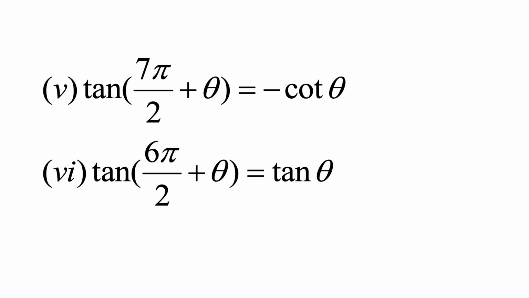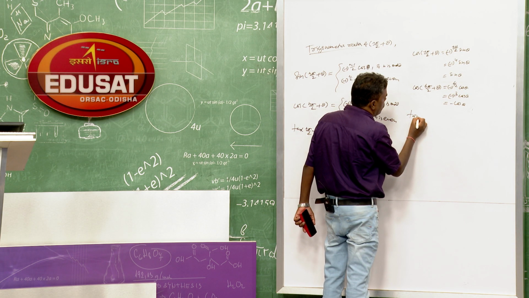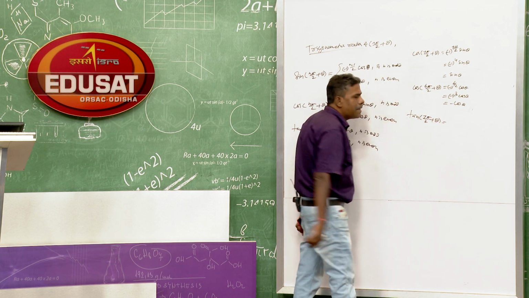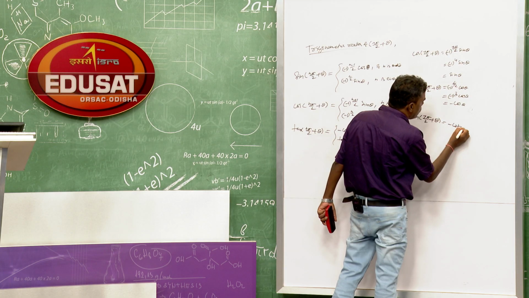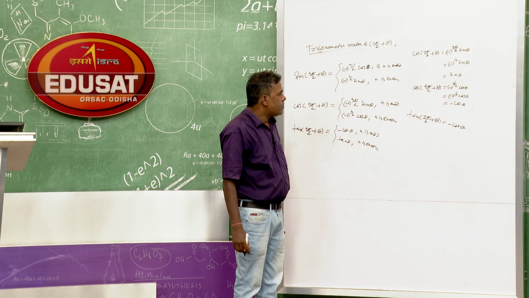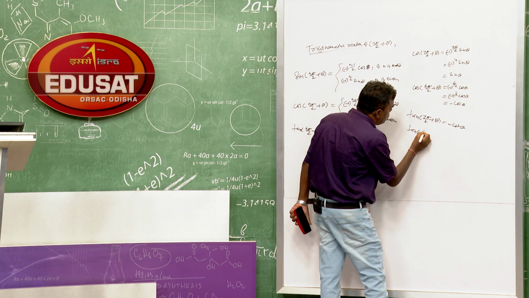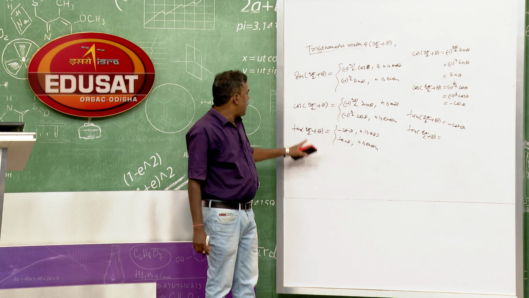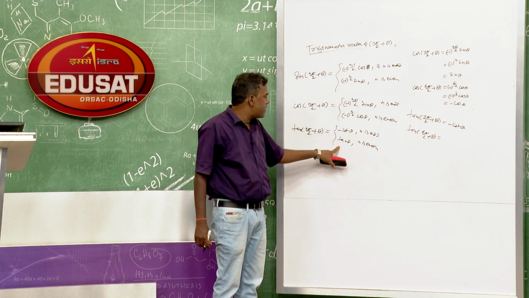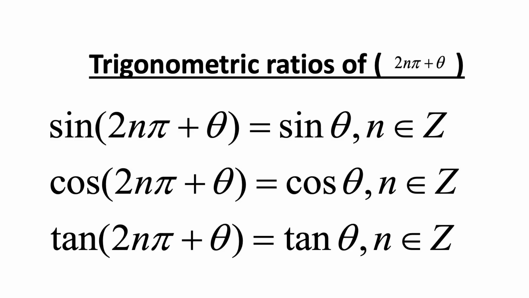Tan(7 pi by 2 plus theta). Tan(n pi by 2 plus theta) is equal to minus cot theta if n is odd, and equal to tan theta if n is even. So, tan(7 pi by 2 plus theta): 7 is odd here, so it is minus cot theta. Then tan(6 pi by 2 plus theta): 6 is even, so tan(n pi by 2 plus theta) is equal to tan theta, that is equal to tan theta.